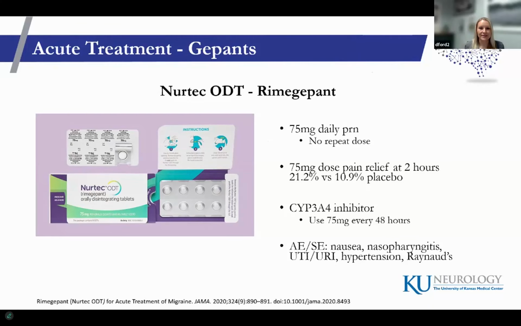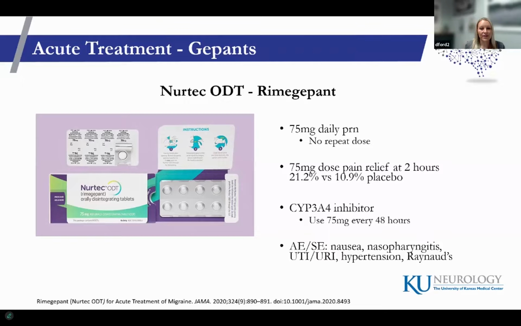So acute treatment on gepants. This is where the newer literature comes in. So rimegepant is a 75 milligram daily as needed dose, and it typically provided some relief at 2 hours. But again, all the data on these are not wonderful. So 21.2 versus 10.9 at placebo. So it does work. It's just not that great. And that's the unfortunate part with all of our migraine therapies. None of them are 100%.